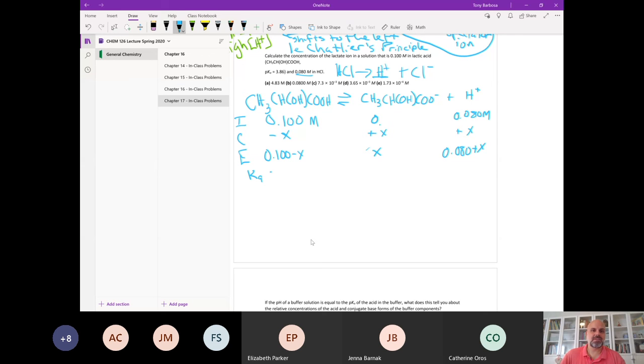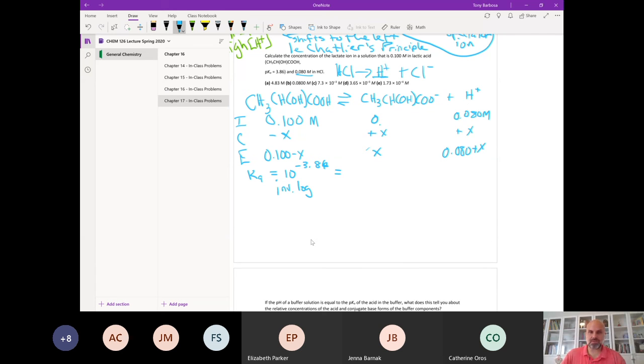Right, Ka is just the inverse log of the pKa, which is just taking 10 to the minus 3.86. Right, this is the inverse log. It's just 10 to the minus 3.86. Anybody get stuck on that point? Anybody want to admit to getting stuck on that point?